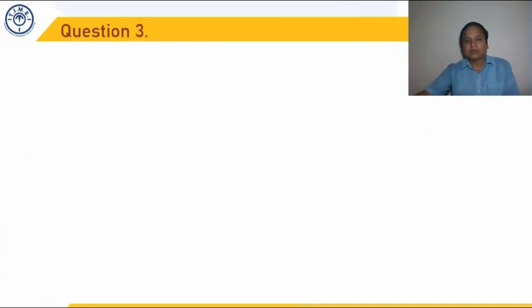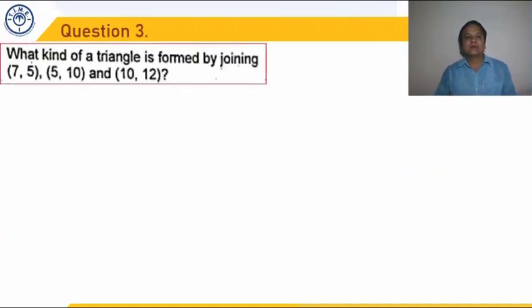Now coming to question number 3 of the handout. It says, what kind of a triangle is formed by joining these 3 points? What kind of a triangle means whether it's an equilateral triangle, isosceles triangle, right angle triangle, or scalene triangle. What kind of triangle is formed if we join these 3 vertices?